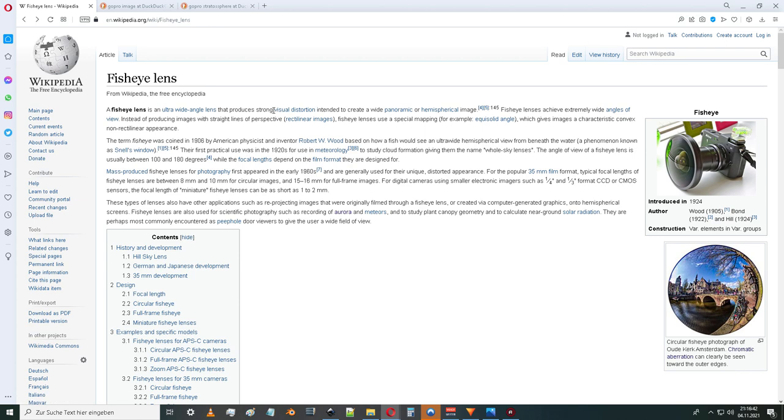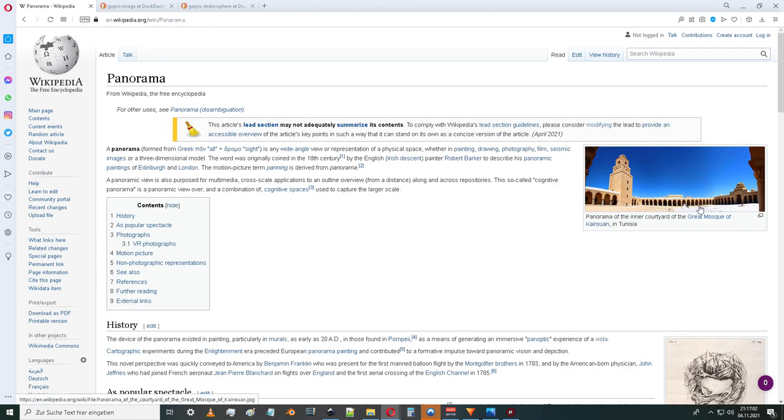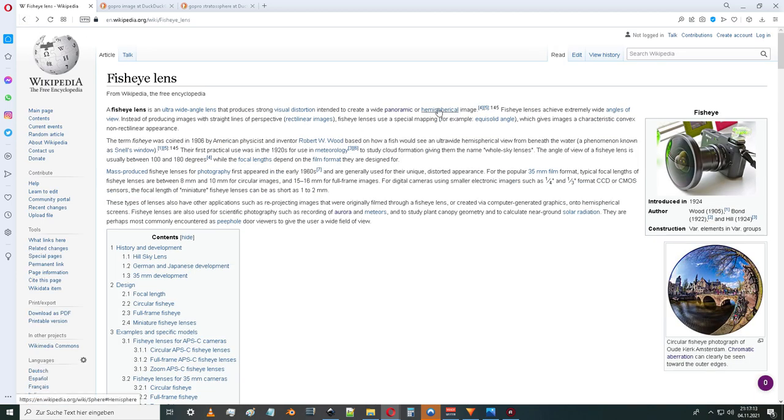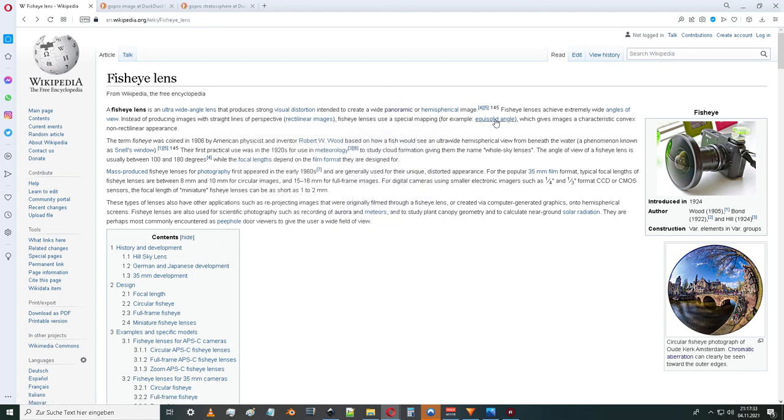So that produces strong visual distortion. Yeah, you could kind of say that. That's true. Intended to create a wide panoramic. Yeah, you see the bending in that image at the floor, I think. Can't say, it's hard to say if that's a fisheye lens. Oh, that's interesting. Strong visual distortion intended to create a wide panoramic or spherical image. That's very interesting. So we saw before that the distortion is kind of spherical and always bends to the center. Very interesting.